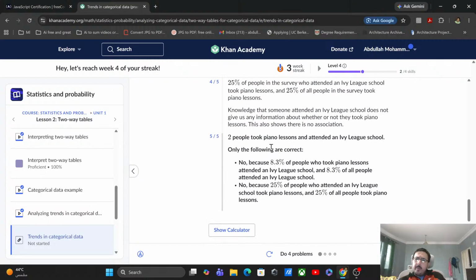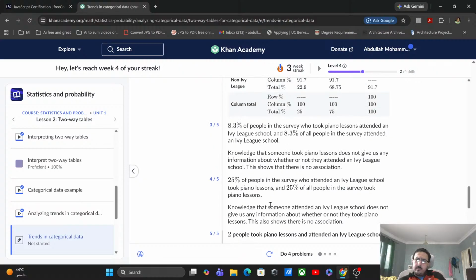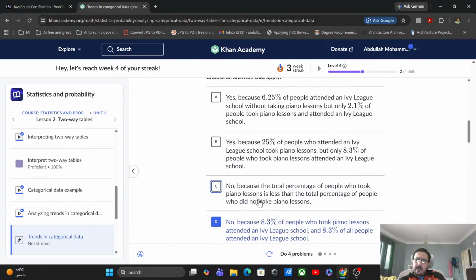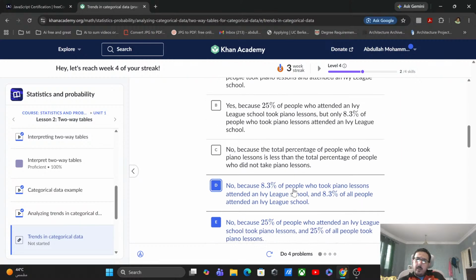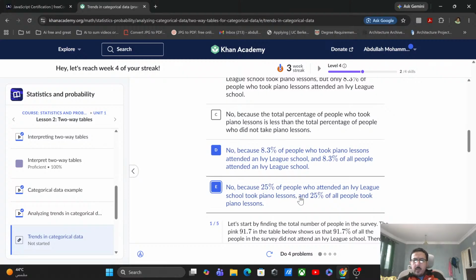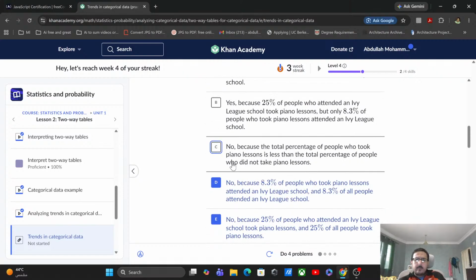Two people took piano lessons and attended an Ivy school. Only the following are correct. No, because, no, because. So this choice was not correct. Let's start by finding the total number of people in the survey. Right. This two, I have chosen this two. What are you talking about? And you gave me wrong.